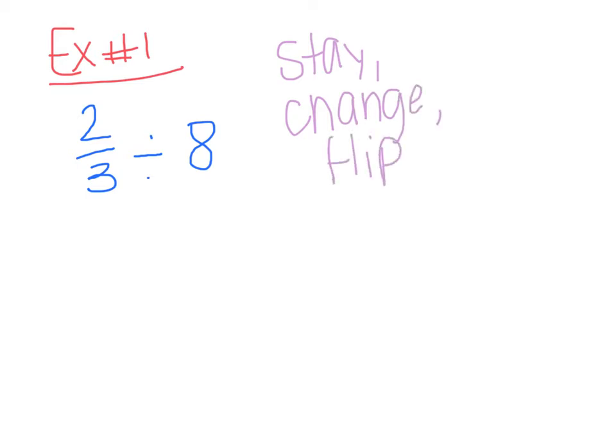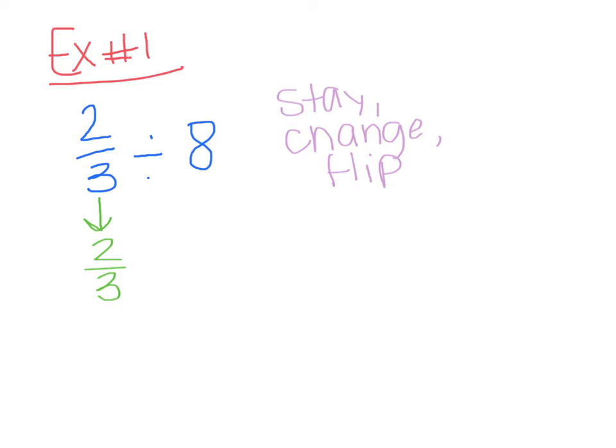So what that means is the first fraction stays the same. So it stays as 2/3. And then the change part is the division symbol changes to a multiplication symbol. And then the last part, the flip, is that the second fraction flips, and that's called the reciprocal, which we're going to talk about a little bit later.